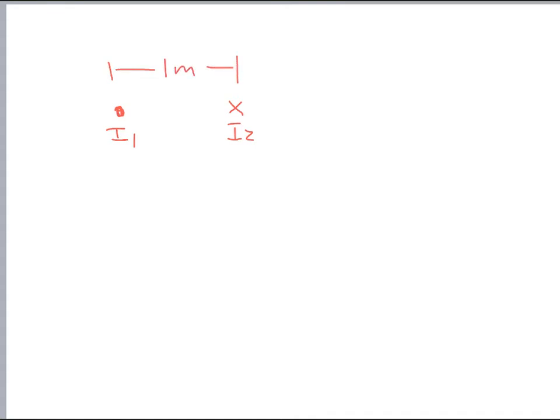That's just a nice number for plugging into our formula. It could be any distance, obviously. You just plug in whatever the distance was. But here is our basic setup. We have two wires, each carrying a current. Let's say that I1 has a magnitude of 10 amps, and I2 has a magnitude of 5 amps.